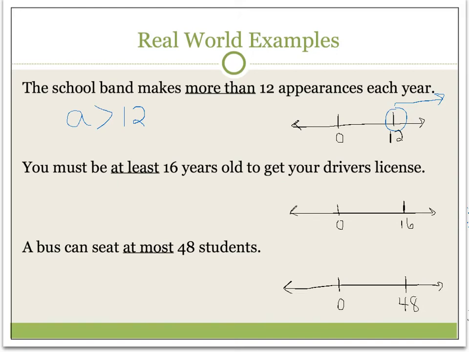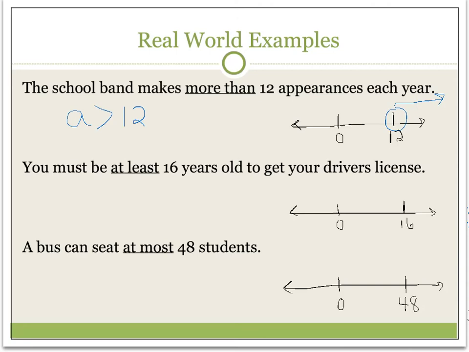Let's take a look at the next one. It says you must be at least 16 years old to get your driver's license. Now you have to think about what the word at least means. When it says at least 16, it means you can be 16 or you can be older, but 16 is the least amount of years you can be. So it's the smallest that you can be.